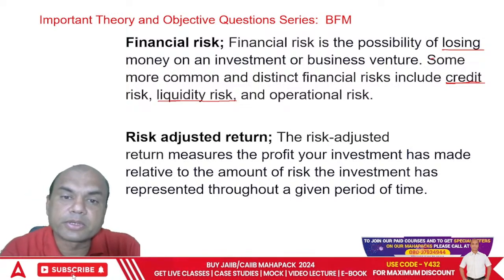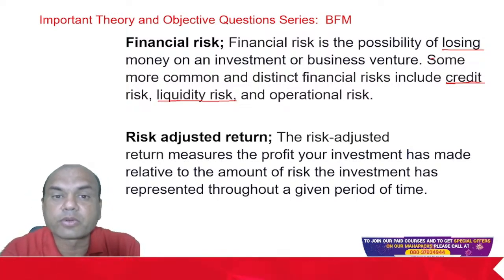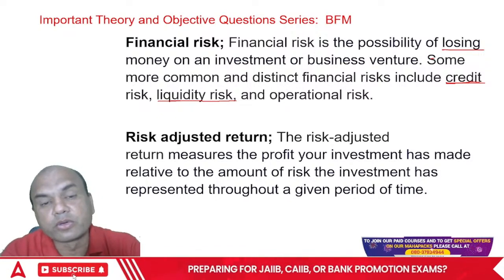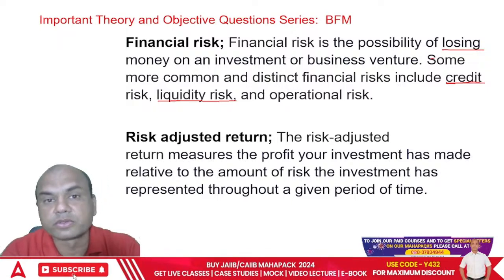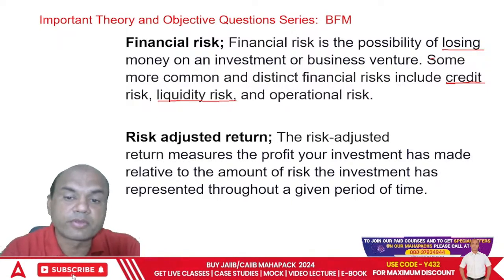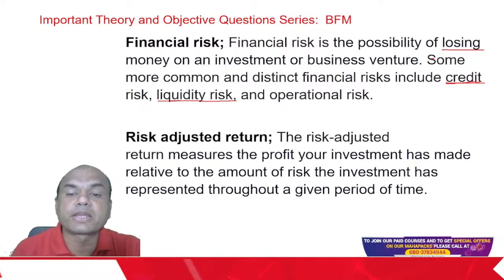If I am having a deposit of rupees 100, I must give the loan up to 70 rupees only. 70% is a good ratio for loans. Okay, so that is liquidity risk. And the next one is operational risk.